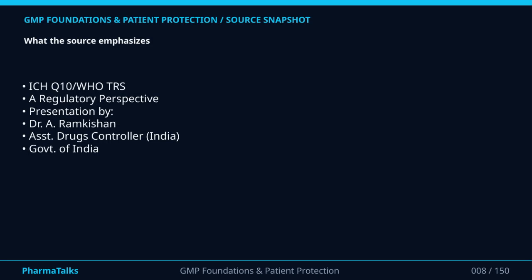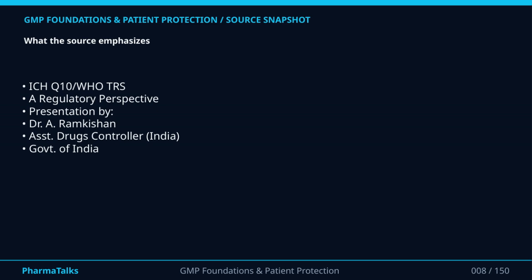On this slide, we focus on the foundational aspects of good manufacturing practices, or GMP, and their critical role in protecting patients. The source we're referencing here highlights key regulatory perspectives, particularly drawing from ICH-Q10 and WHO technical reports. These guidelines form the backbone of quality management in pharmaceuticals, ensuring that medicines are safe and effective for patients.